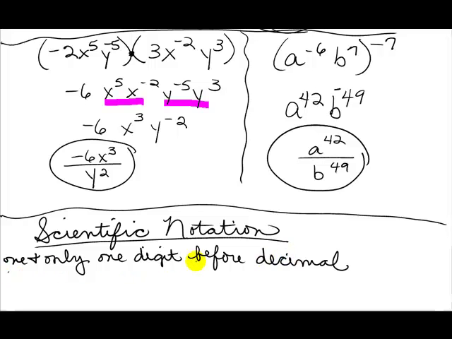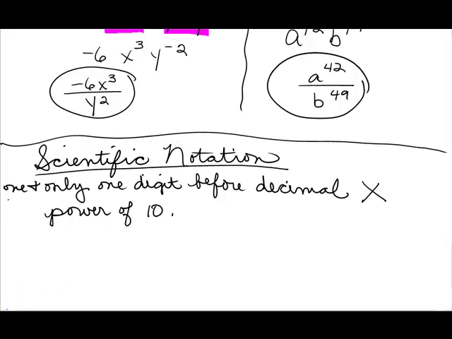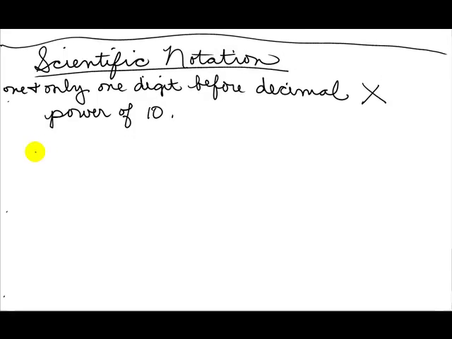One and only one digit before the decimal, and then you're going to use the x to show times a power of 10. So it's a very particular look to it, and so we want to be sure that we've got the right look. All right, so if I have a number like 3.2 times 10 to the 5th, this is what scientific notation looks like. I've got one number in front of the decimal times a power of 10.